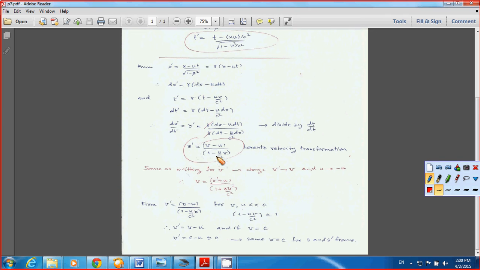And you can analyze this one. If, for example, u becomes 0, then this one is 0 and this one is 0, so v prime equals v. It's not a big surprise, right? And what about if u becomes c? You can work this out by yourself again.